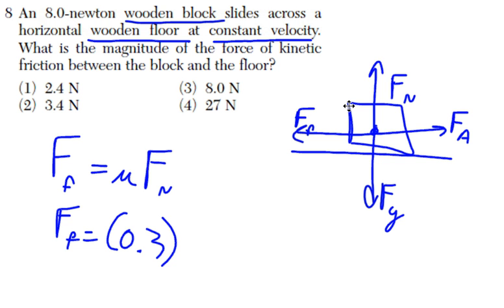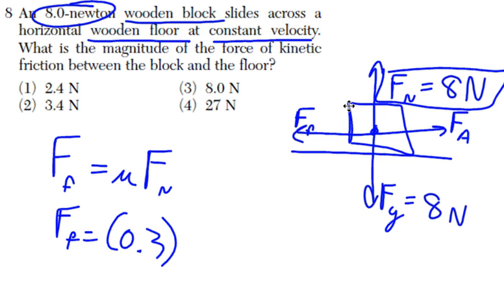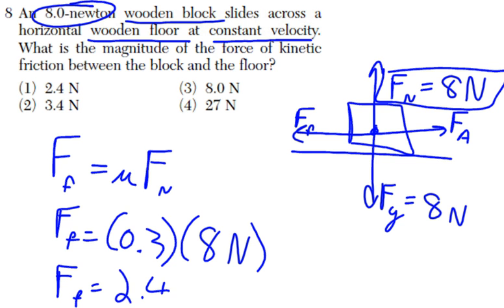Well, the problem told us that it's an 8 Newton wooden block. Notice that unit, Newton. The Newton indicates that this is the force or the weight of the object, the force of gravity. The normal force in this case would be equal to the force of gravity, and so we can just plug in 8 newtons as the normal force in our equation. Finishing our algebra, 0.3 times 8 newtons gives you an answer of 2.4 newtons, which is answer choice what?